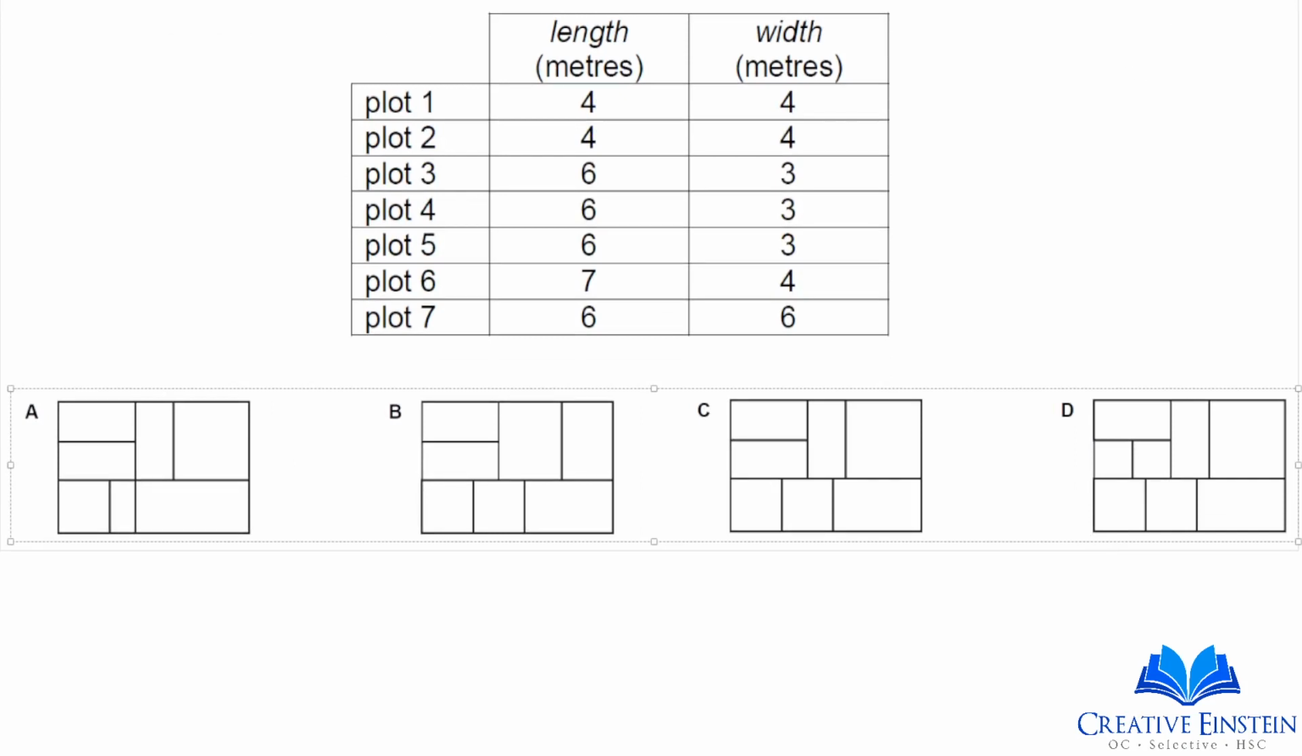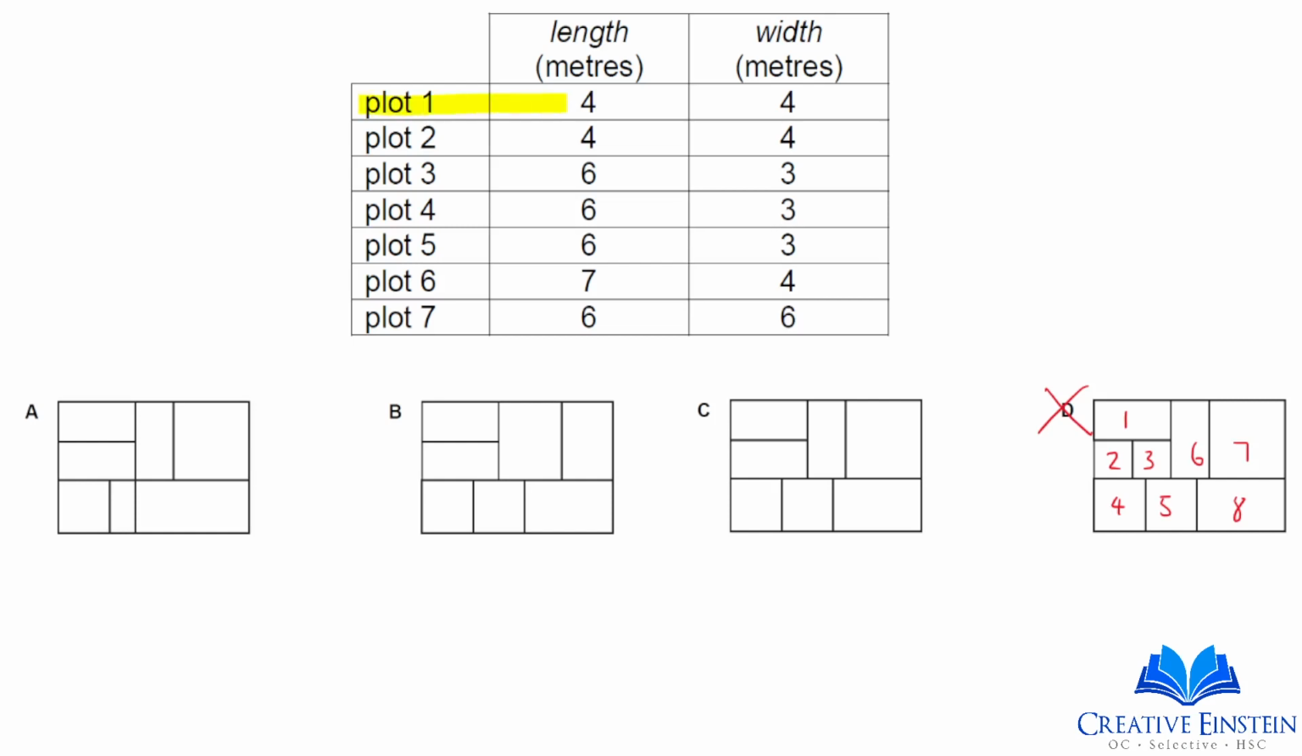Now the first thing we need to do is cross out anything that we know is definitely wrong. So we know that there are 7 plots. If we look at D, 1, 2, 3, 4, 5, 6, 7, 8 plots. So we know that it's definitely not going to be D. Now the rest all have 7. So now let's look at something else.